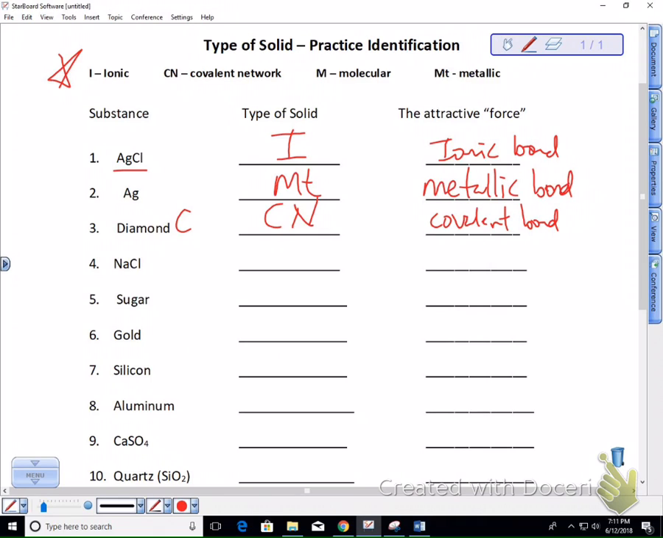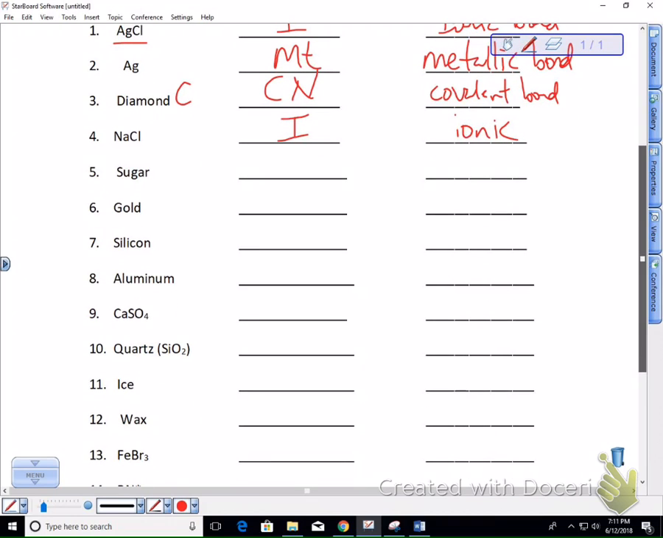Then we go to sodium chloride. Again, sodium's a metal, so we're going to have another ionic. All right, why don't you hit pause, go through these, see what you do. You're going to miss some of them, but when you come back, I'll go through them with you.